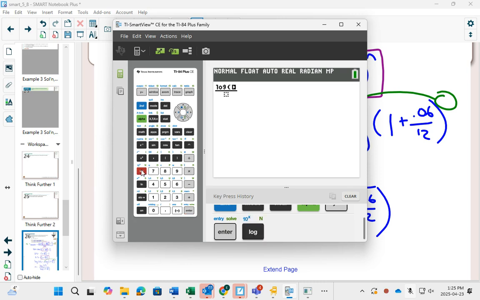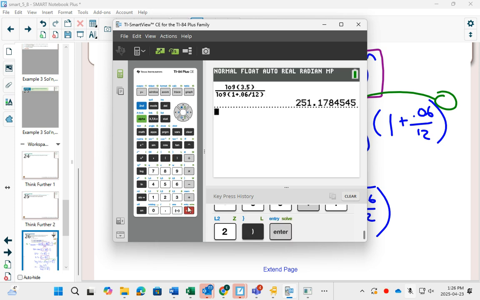If you have the fraction button, it's really nice to use in these situations, and you don't have to worry about putting extra brackets. Yeah, that's good. 0.06 divide by 12. 251.1. And that would be n.